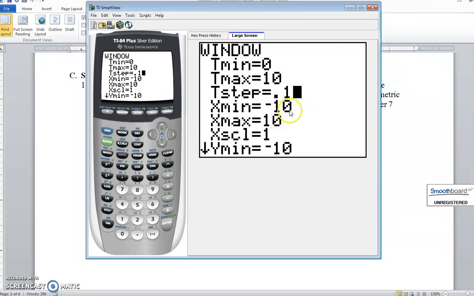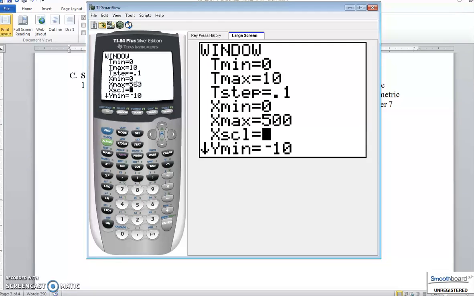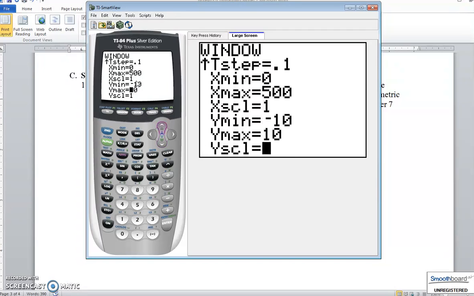X min and max work very similar to what we're used to. I would want this to start at 0, and then we're asking how far they are going to go to the right. It could go quite a ways. I might just go 500 and see what happens. That should be plenty. And then Y min and Y max. Well, remember we said that one was going to be at 2, one's going to be at 4. So I probably go from 0 to 6.